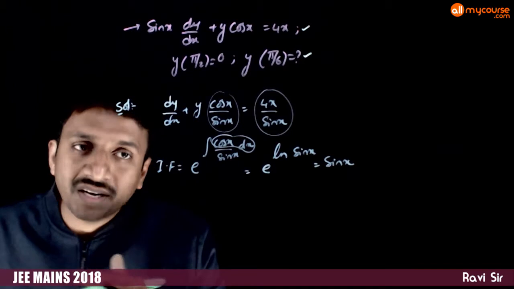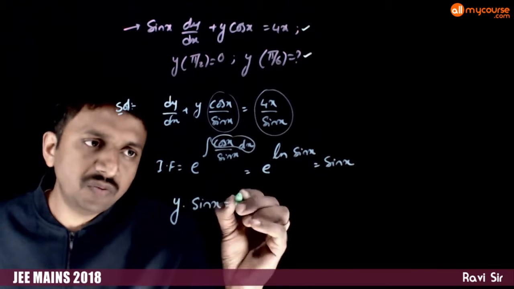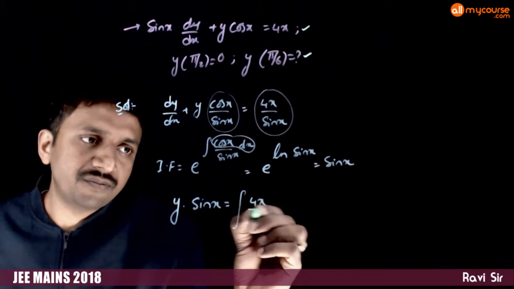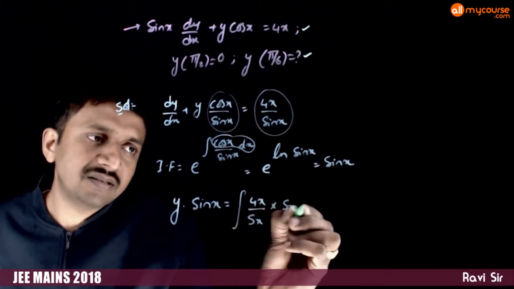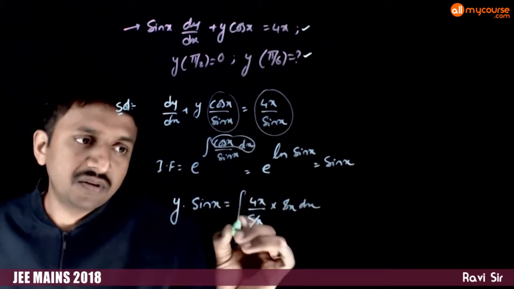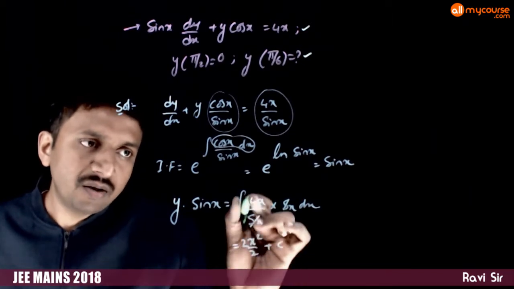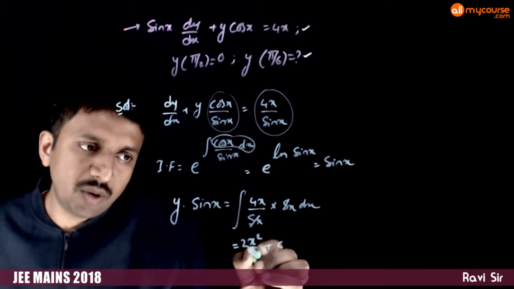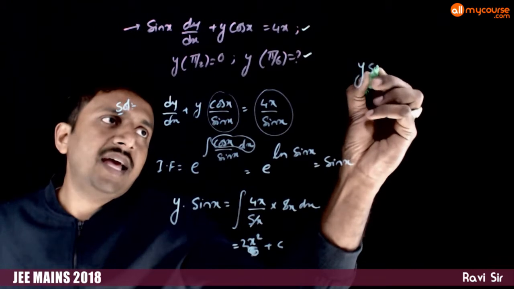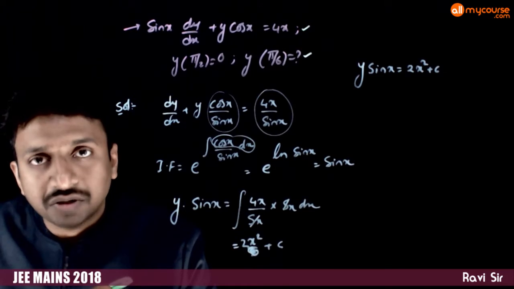So what is the solution of a linear differential equation? y times integrating factor is equal to the integration of q of x times integrating factor. So 4x by sin x times sin x dx. That is equal to 4 times x square by 2, which is 2x square plus c. So y sin x is equal to 2x square plus c is the solution.